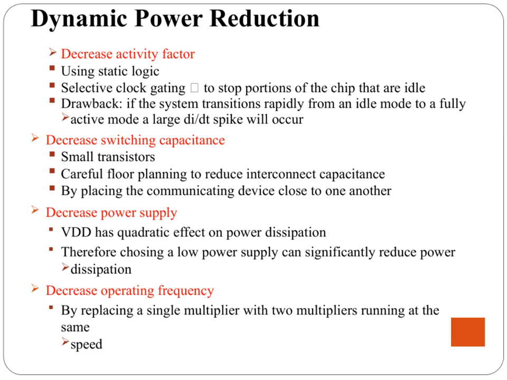Another approach is to decrease switching capacitance. This can be done by using smaller transistors and thoughtful floor planning, placing communicating devices close together to minimize interconnect capacitance. Reducing the power supply voltage VDD also has a big impact since power dissipation scales quadratically with voltage. Lowering VDD effectively cuts power consumption significantly. Finally, we can decrease the operating frequency. For instance, instead of running a single multiplier at a high speed, we can use two multipliers running at a lower speed, which helps reduce dynamic power overall. These strategies combined contribute significantly to managing dynamic power in a system.